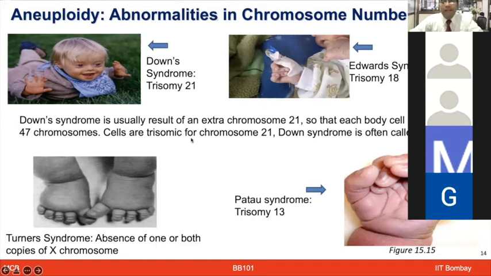So now likewise, there are many other abnormalities, such as Patau syndrome, which has trisomy 13. You look at the hand abnormalities. Turner syndrome is when one of the copies of the X chromosome is absent, and that leads to this kind of feature. So many of these abnormalities are commonly seen in nature.